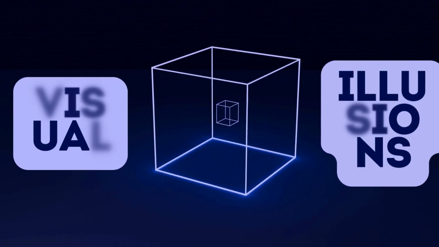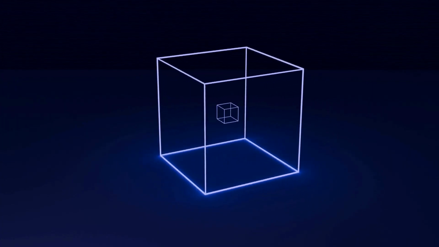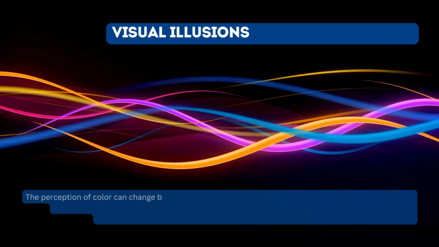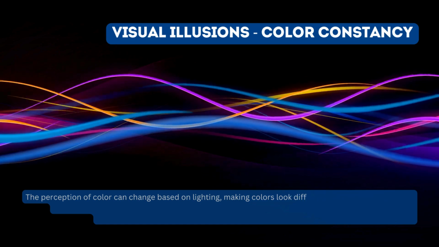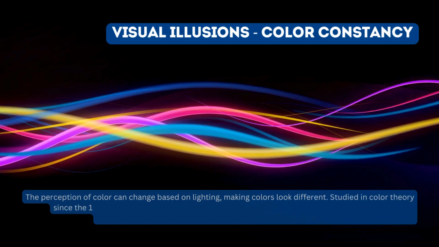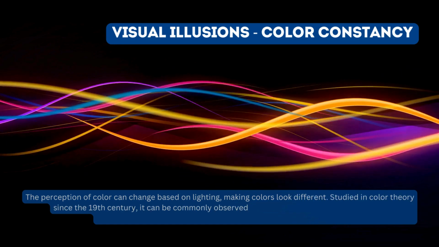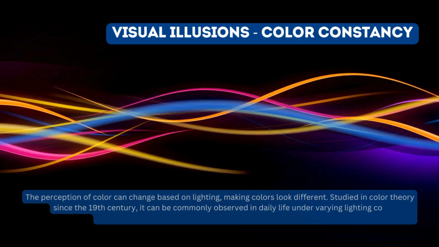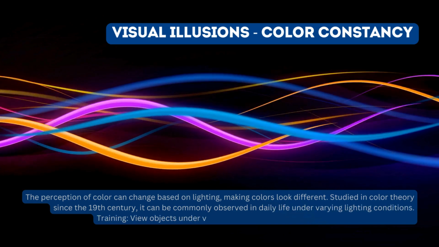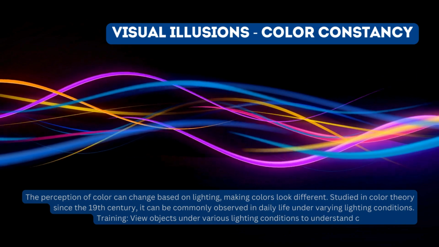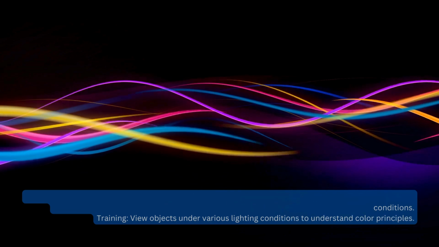Visual illusions. Color constancy. The perception of color can change based on lighting, making colors look different. Studied in color theory since the 19th century, it can be commonly observed in daily life under varying lighting conditions. Training. View objects under various lighting conditions to understand color principles.